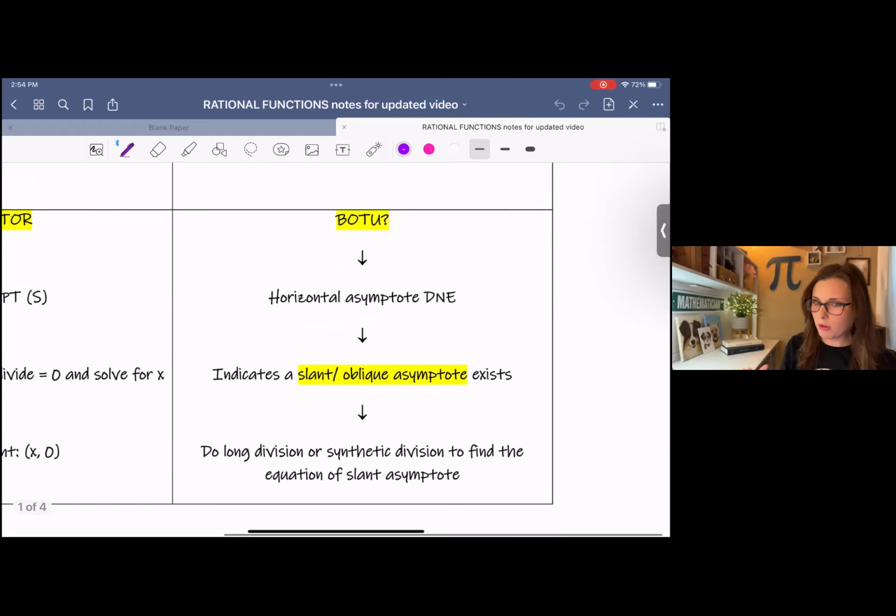And then the last thing I'm going to go over is BOTU. This one, the memory device kind of falls apart because U stands for undefined in the memory device. So it's not actually undefined. It's more like an unknown. Basically what that means is that if you end up with BOTU in your horizontal asymptote, that means it doesn't have a horizontal asymptote. It has a slant asymptote or oblique. Those mean the same thing. And in that case, we have to do a little bit more work. We're going to have to do long division or synthetic division, depending on the function.